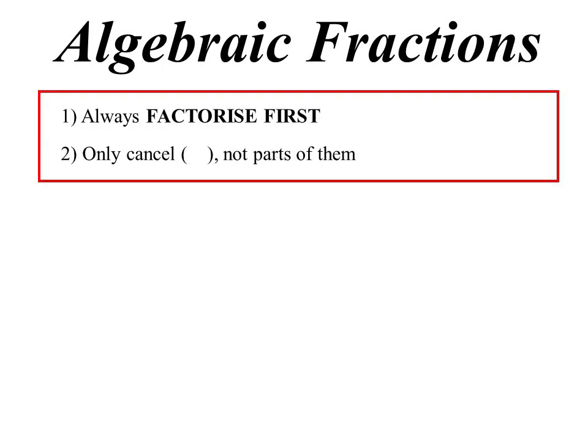Algebraic fractions. Here is the thought process when we have to deal with algebraic fractions. The first thing we always do is factorise. Always factorise first. That's the first thing we do. Then the only other thing we do is cancel. We only cancel complete parentheses, not parts of them.